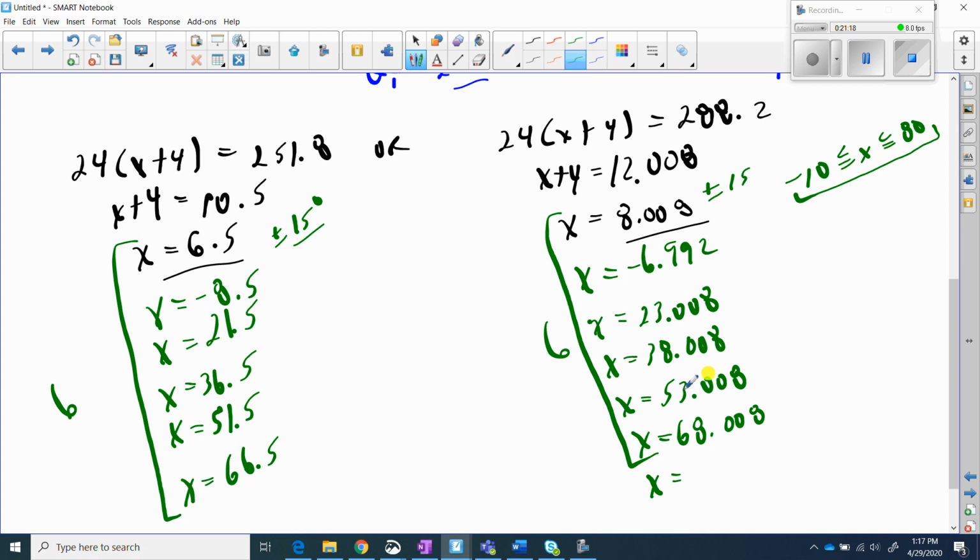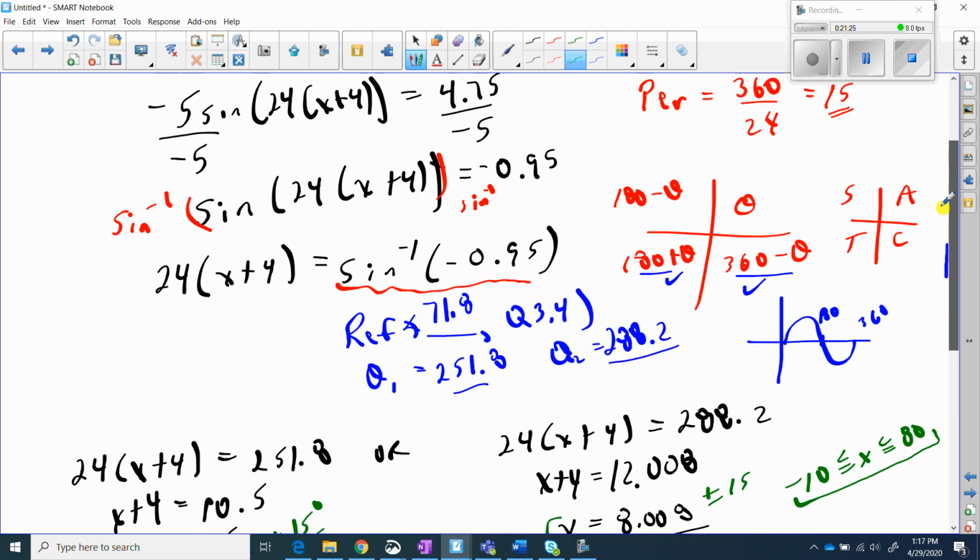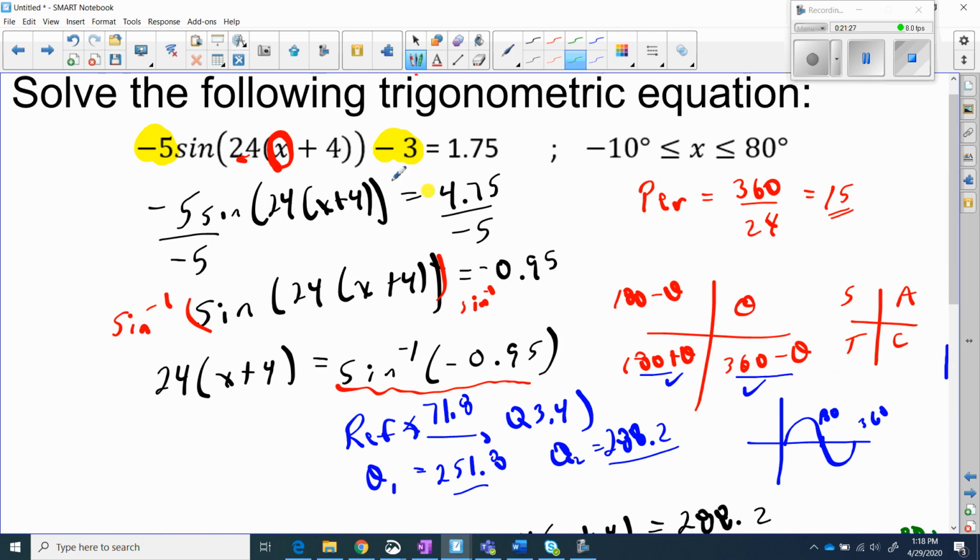So I got those 6 answers. So any of those 12 answers, if you were to take them, put them in the original question for x, okay, so wherever you see x, if you fill in any of the 12 answers we got here and type this left side into your equation, you will get 1.75. Now, it might not be exact just because of rounding, but it'll be very, very close to that particular answer.